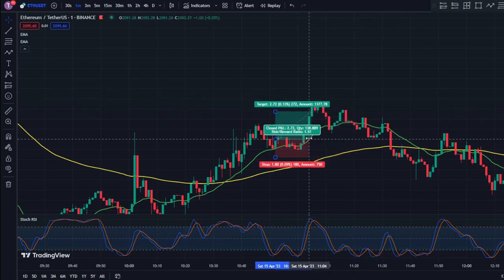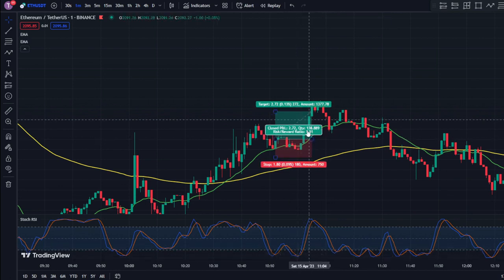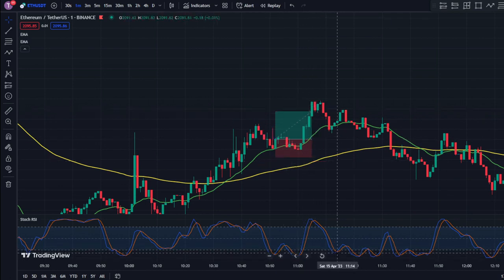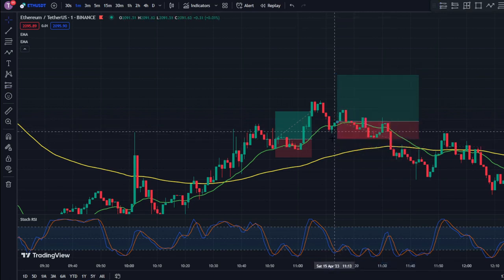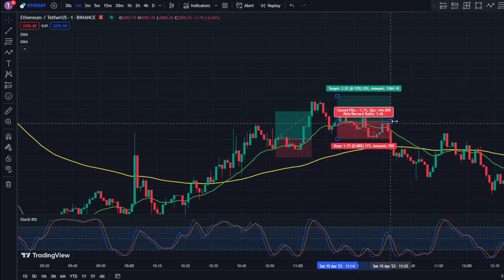Same thing here. We have another crossover, but since we are already in the trade, we'll ignore that. Here we have a crossover of the blue over the orange, and that's another valid position. You're going to enter right there, stop loss right below the recent swing low, and then 1.5:1, and it ended up being a loss.